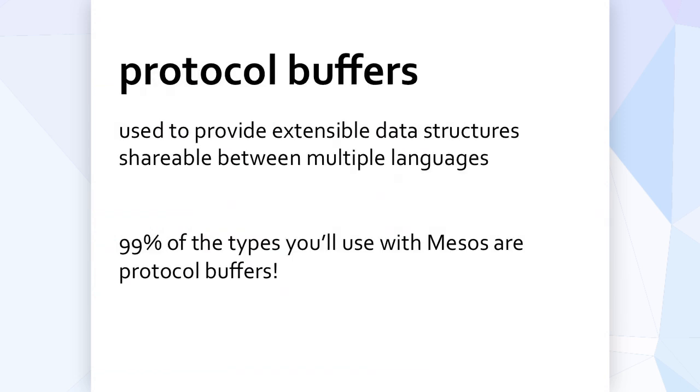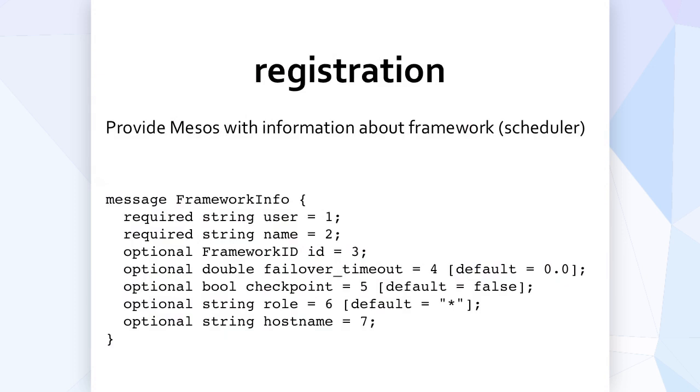Okay, so a key point here is that we use protocol buffers effectively to give us an extensible data structure that we can share across multiple languages and across the network. So 99% of the types that you'd actually use if you were to build your own framework on Mesos, you'll actually be working with the protocol buffers. All right, so registration.